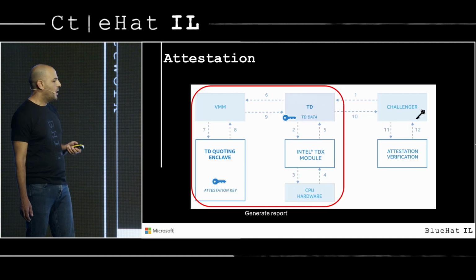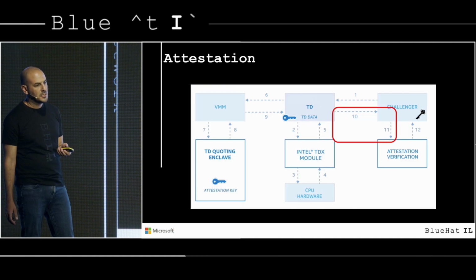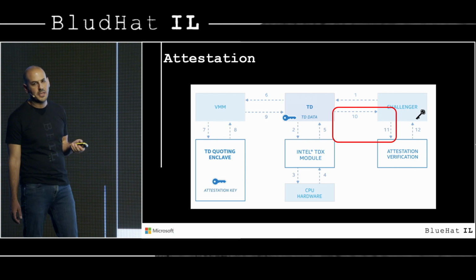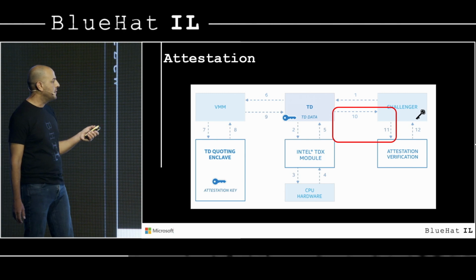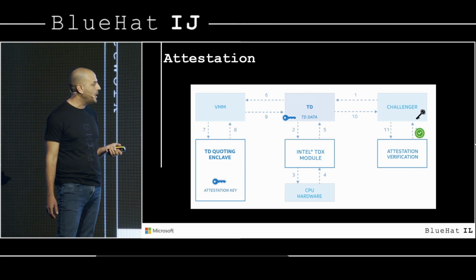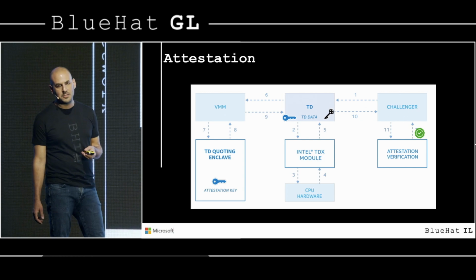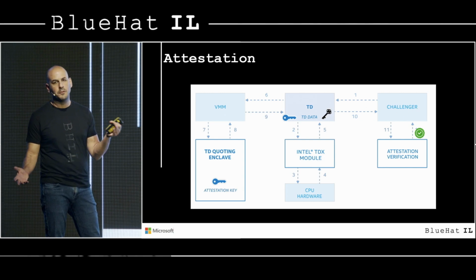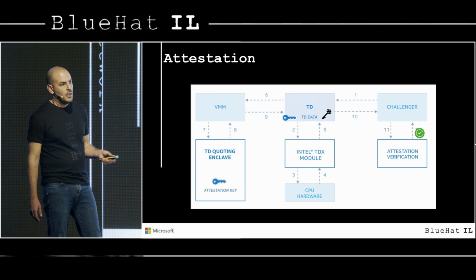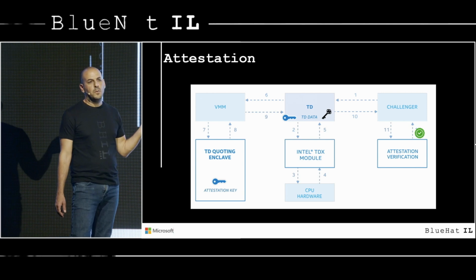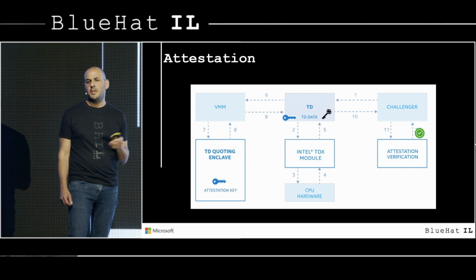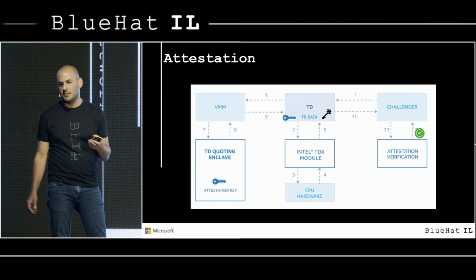Okay, so I finished generating the report. I send it back to the customer, who can then pass it on to an attestation server. And then if the attestation goes OK, the customer can then pass on their secrets to the TD and run their sensitive workload. So from this flow, we can see there are two ways we can attack this.